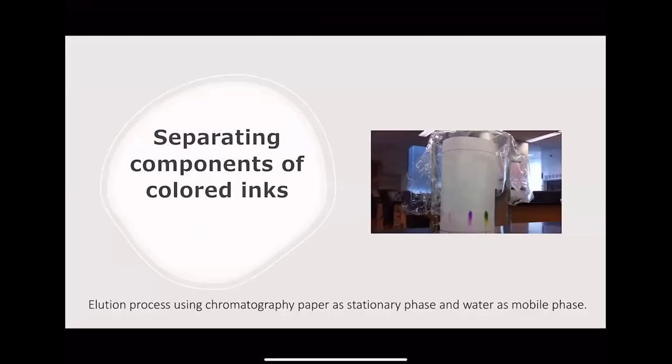Okay. So when you are separating components of colored inks, this is the process using chromatography paper. So the chromatography paper is what's called the stationary phase. The stationary phase has to be a solid or a semi-solid. Okay, it doesn't move. Stationary phase. And this solid or semi-solid is where you apply the samples.